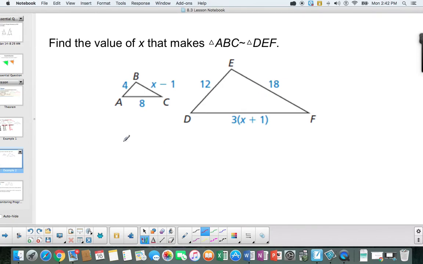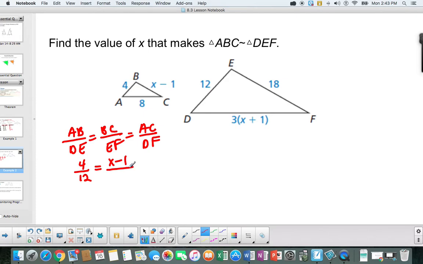Okay, let's go ahead and find the value of x that'll make these triangles similar. In other words, we want all sides to be proportional. So I'm going to write out the extended proportion, AB over DE equals BC over EF, which is equal to AC over DF. AB is 4, DE is 12, BC is x minus 1, and EF is 18.